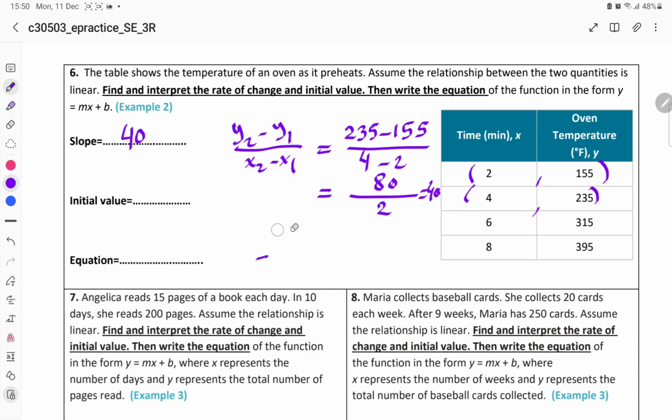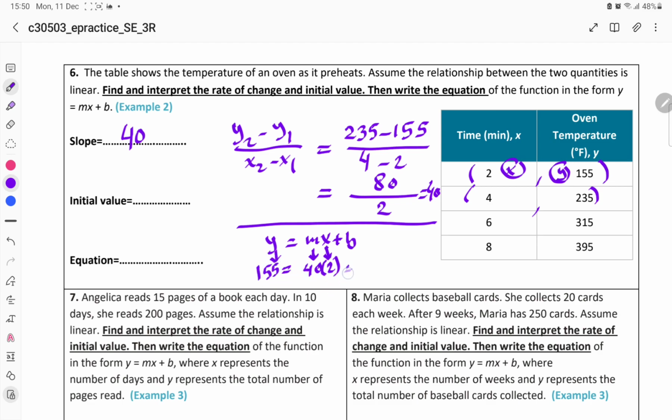What is the initial value? Again, we should substitute in the equation, which is y equals mx plus b. m is 40. What is x and y? I can take any point, for example 2 and 155. 2 is x, 155 is y. x is 2, so 40 times 2, y is 155, so 40 times 2 plus b. What is 40 times 2? 80. Plus b, 80 plus b equals 155.